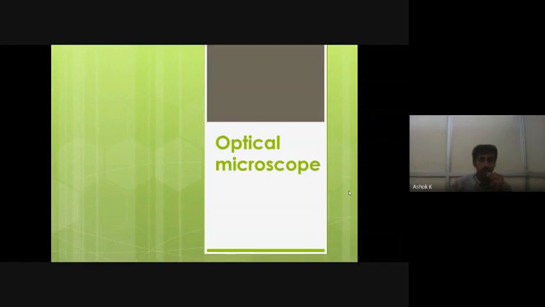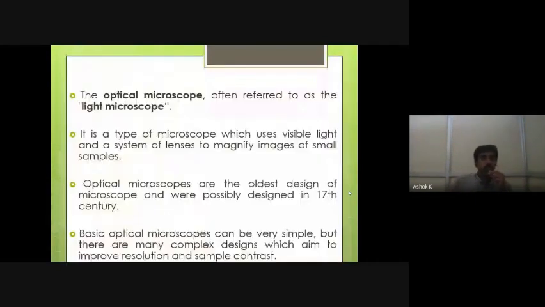Based on the mode by which it is operated, it is classified into different categories. In that, the first one is the optical microscope. So we will see one by one. First we will discuss what the optical microscope is, and for which kind of applications this optical microscope is used.